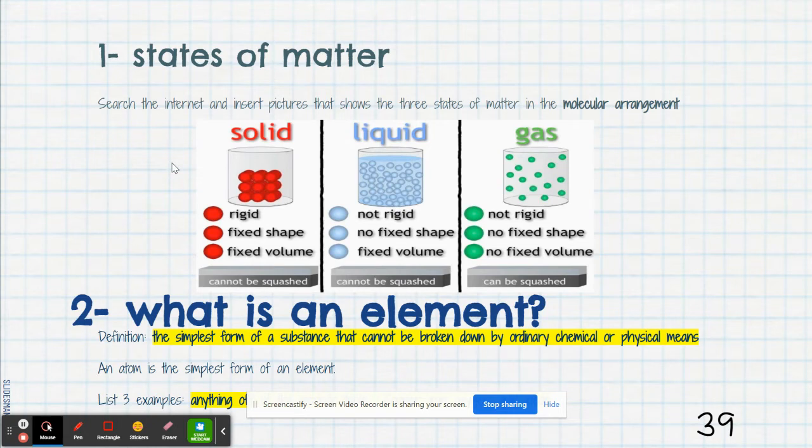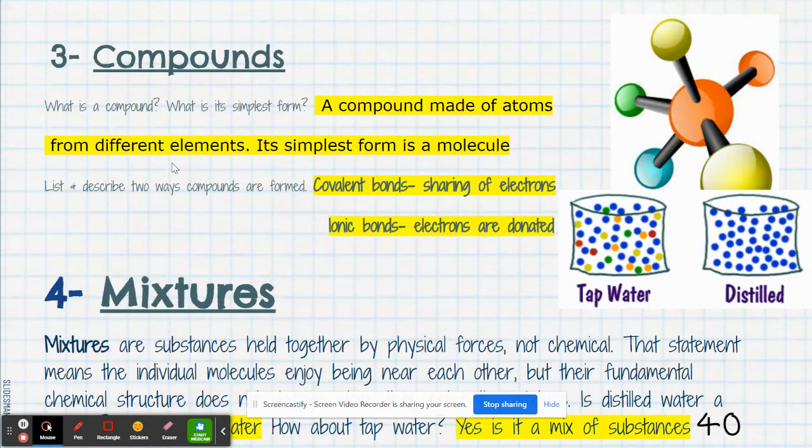An element is defined as the simplest form of a substance that can't be broken down by ordinary chemical or physical means. An atom is the simplest form of an element. And then you could have listed any three examples off the periodic table, maybe copper, iron, and oxygen. A compound is made of atoms from different elements. The simplest form is a molecule. List and describe two ways compounds are formed by different types of bonds. Covalent bonds involve the sharing of electrons, while ionic bonds are when electrons are donated. You'll learn more about this bonding next year in 9th grade physical science.